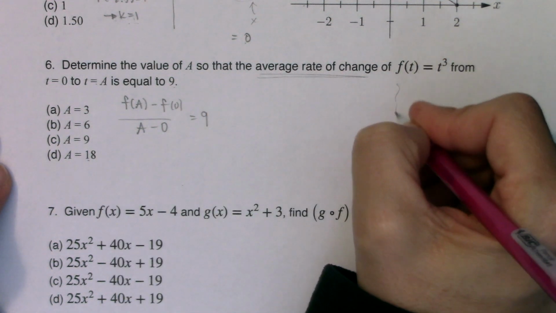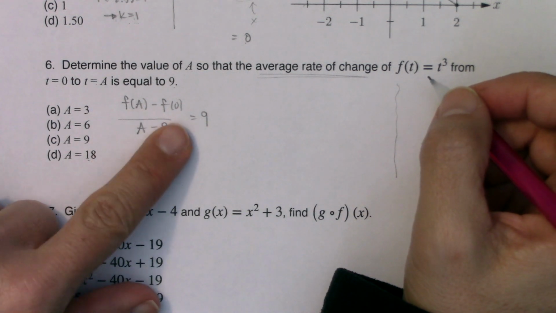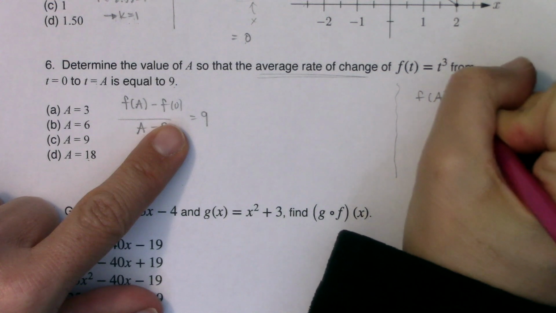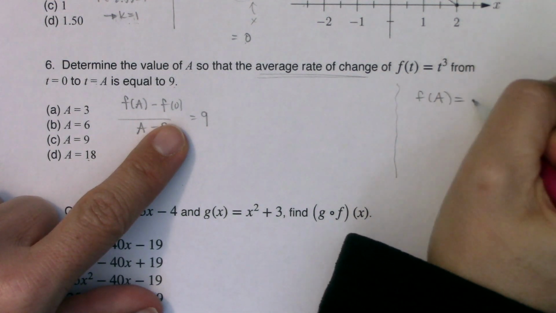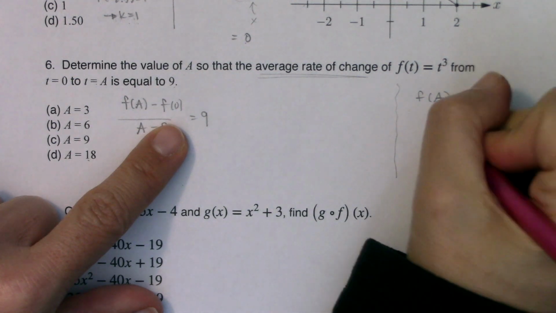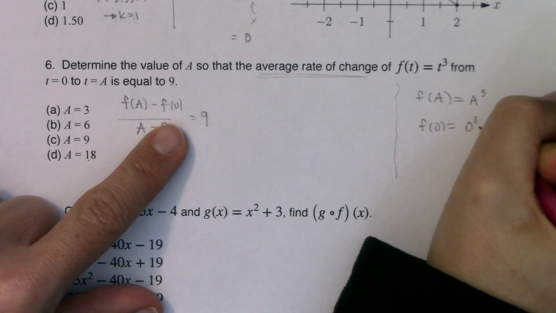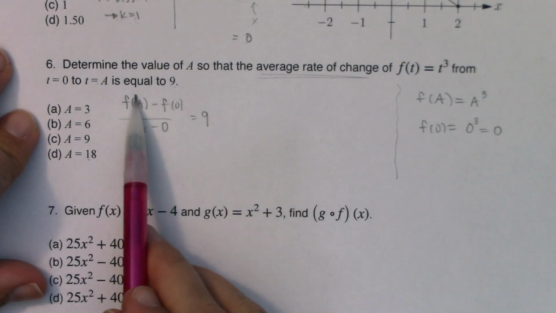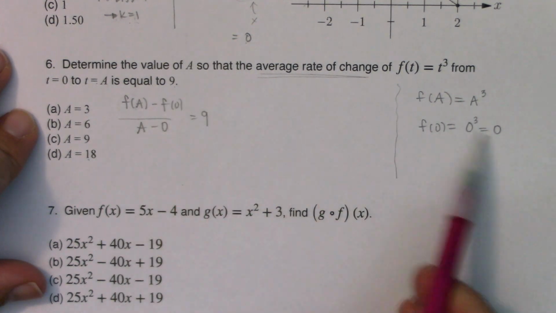So let's do a couple of things off to the side. Let's find f of a, and let's find f of 0. So if I want f of a, well, f of t is t cubed, so f of a is going to be a cubed, okay? If I want f of 0, that's going to be 0 cubed, but we know that one simplifies to 0. All right, so for f of a, I'm going to put in a cubed. For f of 0, I'm going to put in 0.